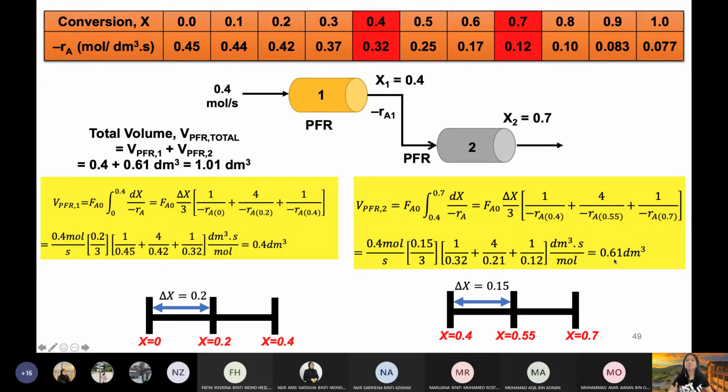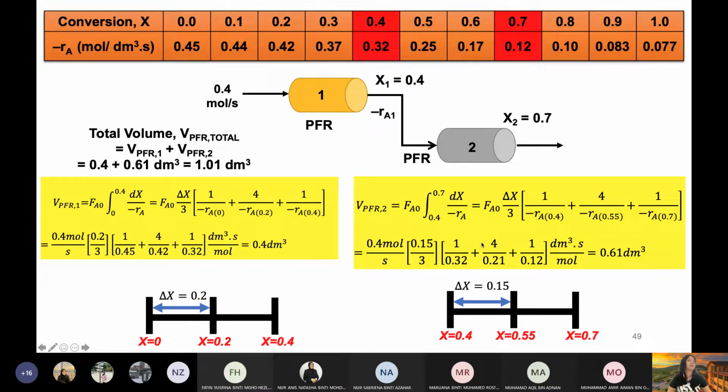So what does it mean? Meaning, if I have two reactors in series, of which first reactor achieves 40%, second reactor 70% conversion, I need the volume of reactor minimal. This is minimal volume tau. Reactor saya kena sekurang-kurangnya sebesar 0.4 for the first one and 0.61 for the second one.